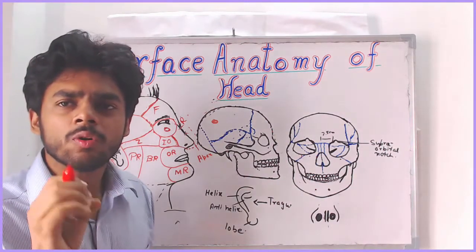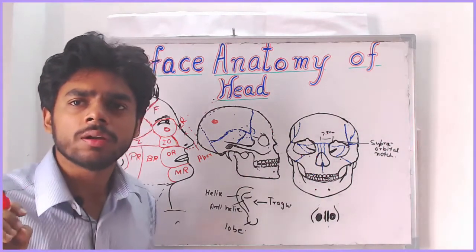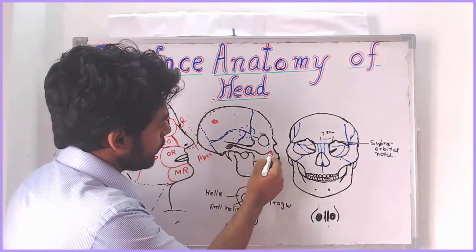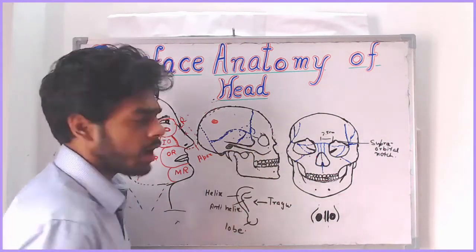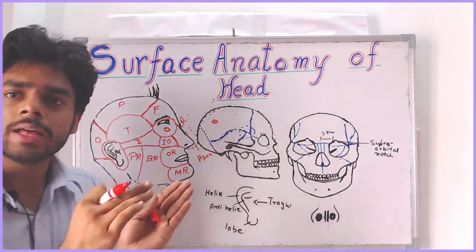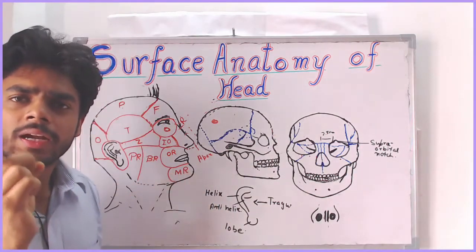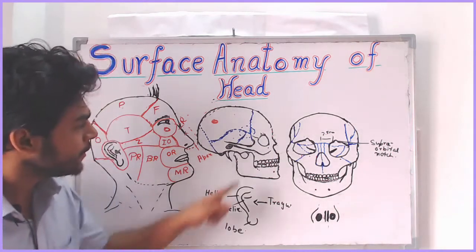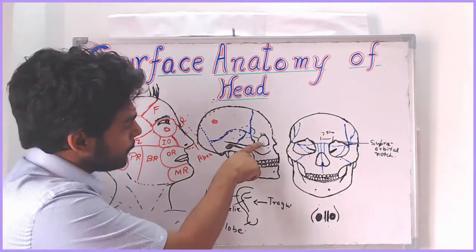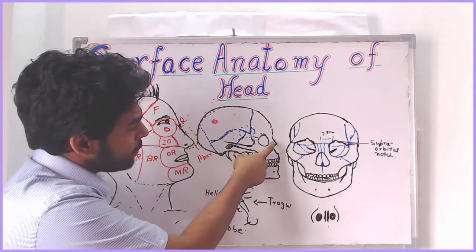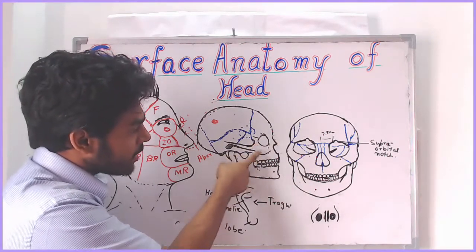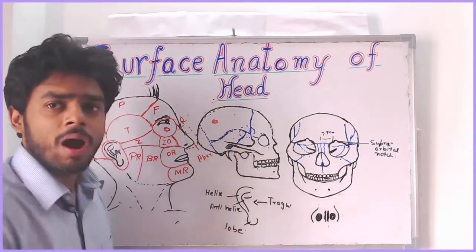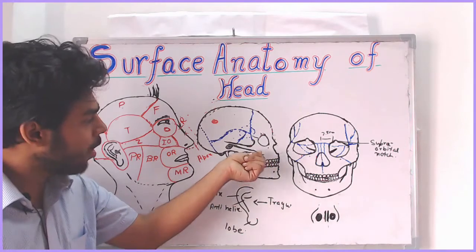Zygomatic region overlies the zygomatic bone and zygomatic arch. This is the zygomatic bone, and this part is the zygomatic arch. And this zygomatic arch extends from just inferior to, that is below, the lateral margin of the eye. This is the medial margin, this is the lateral margin. It extends from here, the lateral margin of the eye, towards the upper.